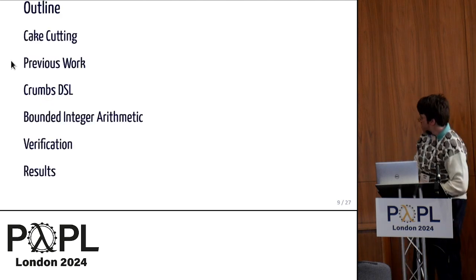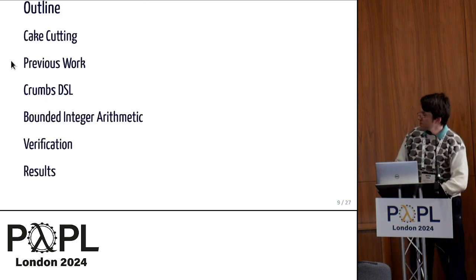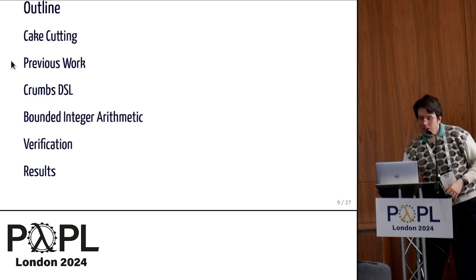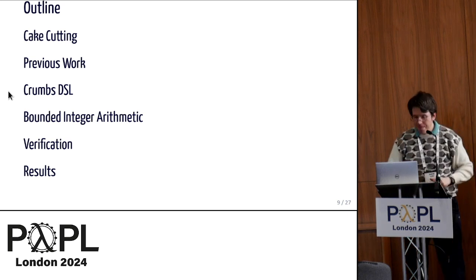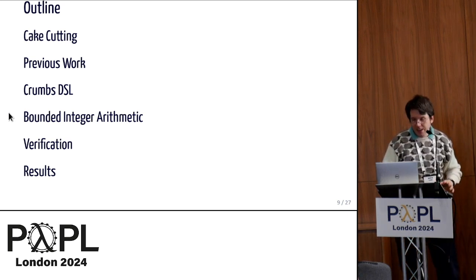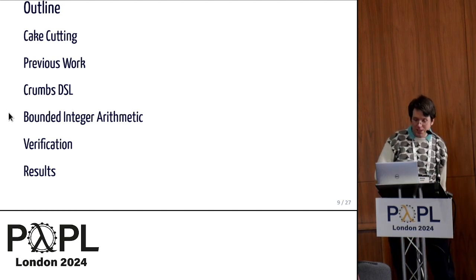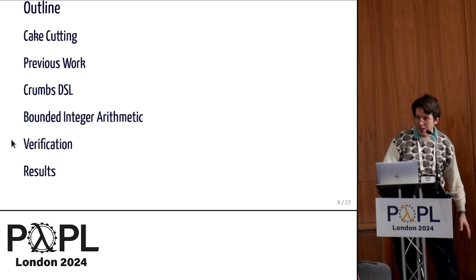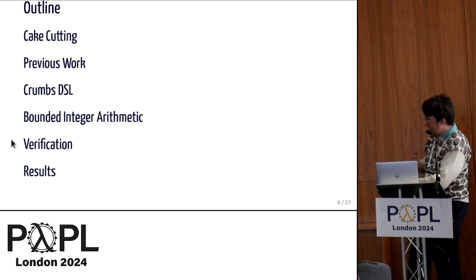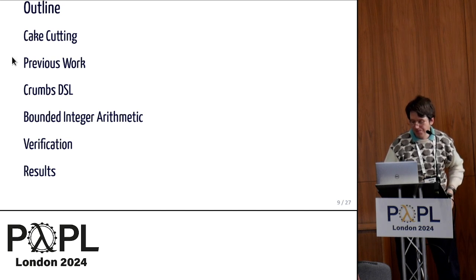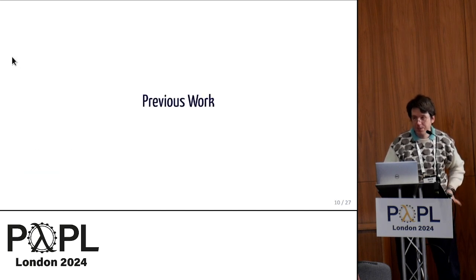Right, so just to give you a bit of an outline of the talk, I've introduced cake cutting. We'll see some previous work and results on cake cutting. I'll introduce the basic operations in the Crumbs DSL. A key idea in the verification is that we can do it using just bounded integer arithmetic. We'll then see a bit of the implementation and how we get CBMC to do what we want. And finally, we'll have some empirical results. Okay, so let's look at some previous work.